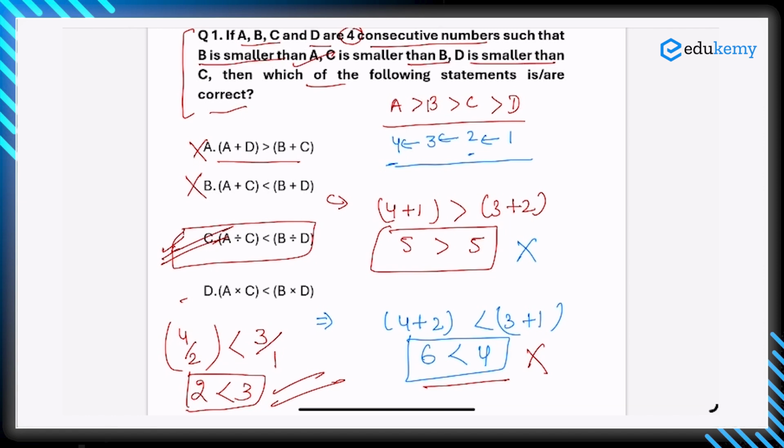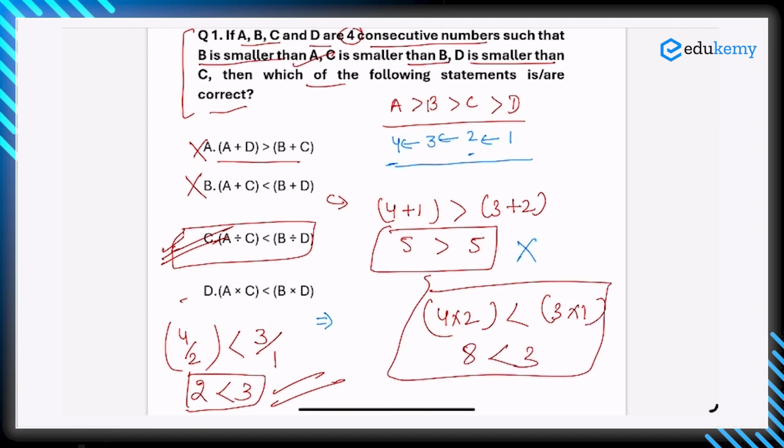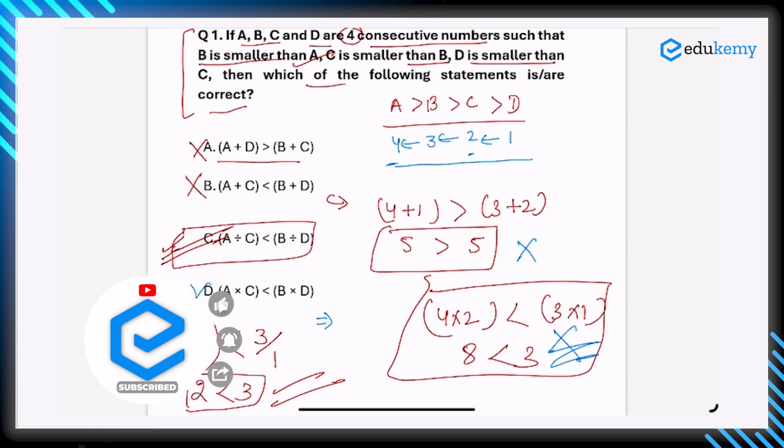But if you have confusion, we can verify option number 4 also. In option 4, we have A into C is less than B into D. 4 into 2 is 8, and B is 3 and D is 1. 8 is less than 3 is never possible. So this is also wrong. The D statement is also wrong. So the answer here is C.